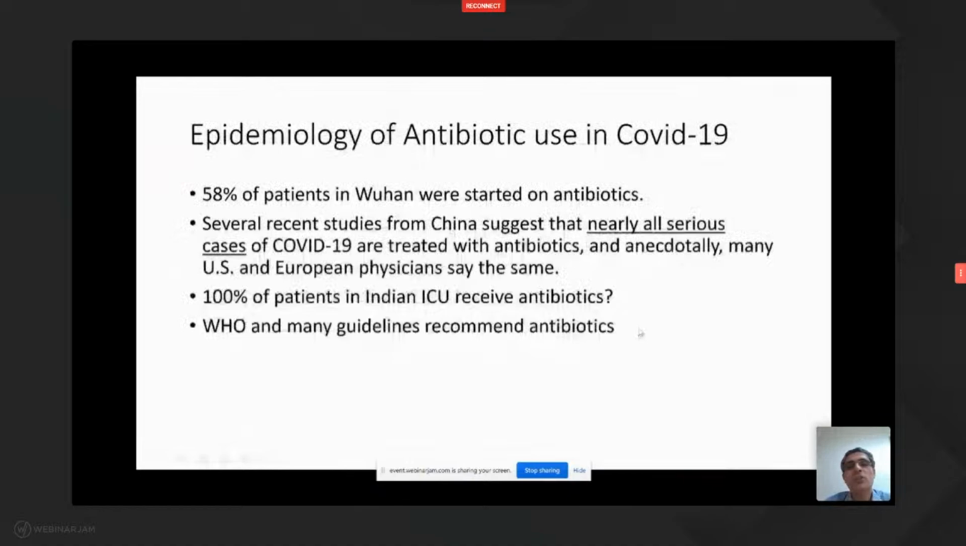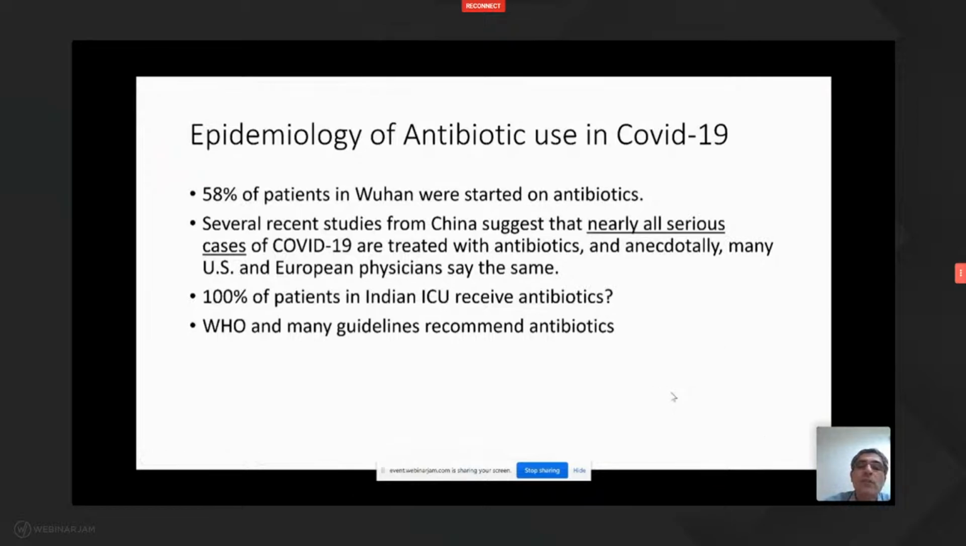If you look at the epidemiology of antibiotic use in COVID-19, if you look at the Wuhan data, 58% of patients in Wuhan were started on antibiotics. However, this was the original study. If you now look at the recent papers from China, as well as all the patients who are critically ill, you will find that almost 100% of patients are treated with antibiotics. And anecdotally, many US and European physicians say the same thing. And there is no doubt that 100% of patients in Indian ICUs receive antibiotics. This is so because WHO and many other guidelines also recommend that we use antibiotics.